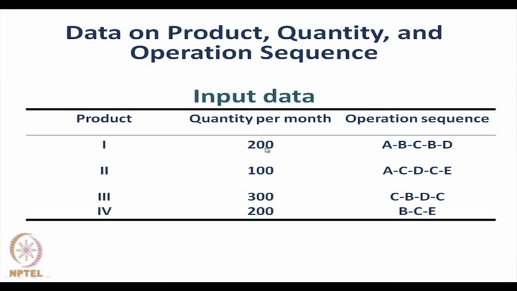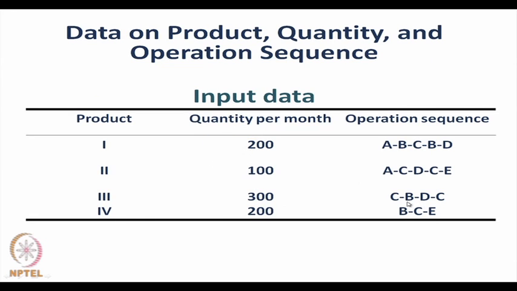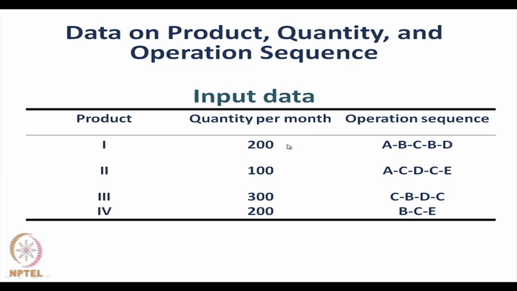B to C, the quantity moving is 200, and once again product 4 is going from B to C, 200. So B to C is 200 and 200. Then there is also a flow from B to D. Look at that, B to D, this one is 300, product 3. So B to D is 300. Is there any other B to D? Here is one, B to D, it is 200.